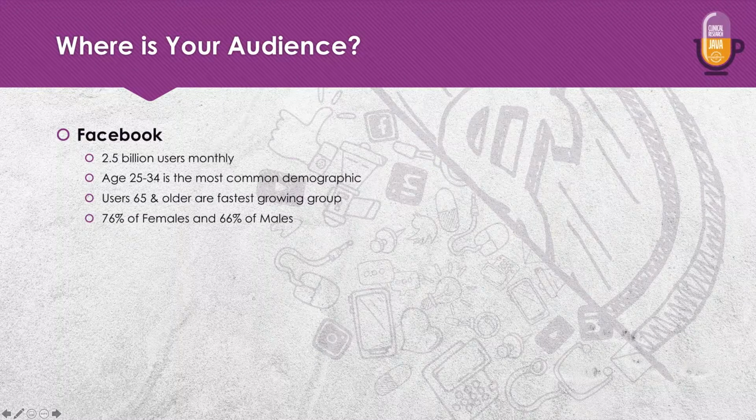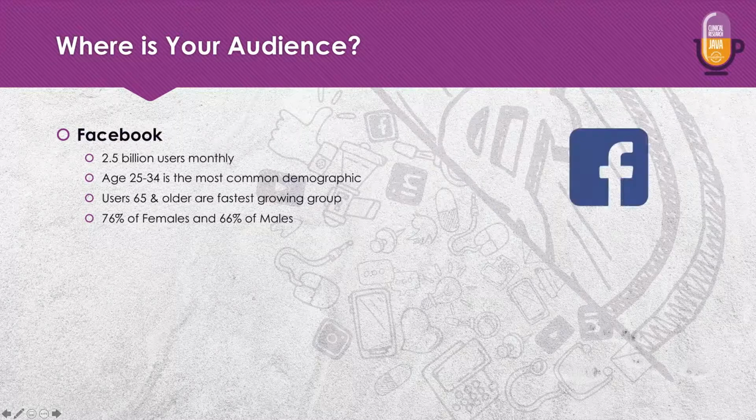Facebook is the largest social media by far, with 2.5 billion users monthly, and ages 25 to 34 being the most common demographic. Another honorable mention is users 65 and older are the fastest growing group on Facebook. And Facebook leans heavily towards females: 76% of all females have a Facebook and 66% of all males have a Facebook.